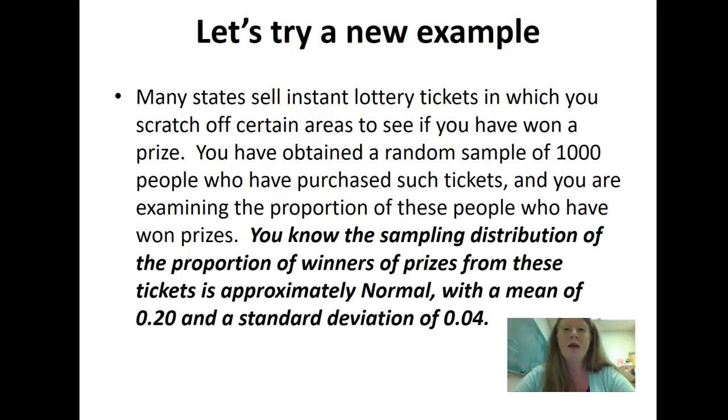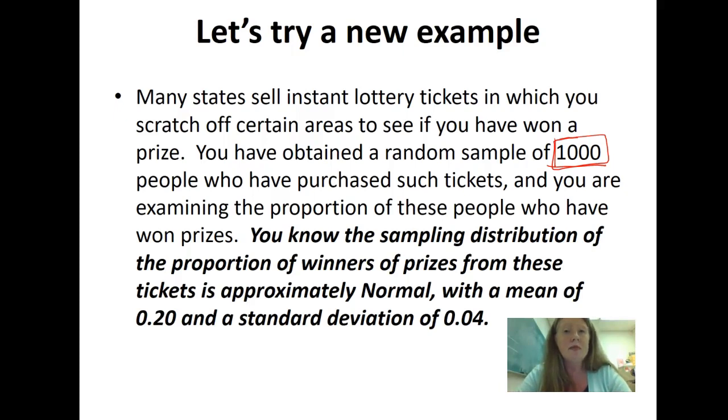a prize. You've obtained a random sample of 1,000 people who have purchased such tickets, and you're examining the proportion of these people who have won prizes. So we're giving you this sample size here because we want you to be thinking about what a sampling distribution would look like if we could look at lots and lots of samples of size 1,000 from this particular population. Again, each time we take a sample, we think about the sample proportion.